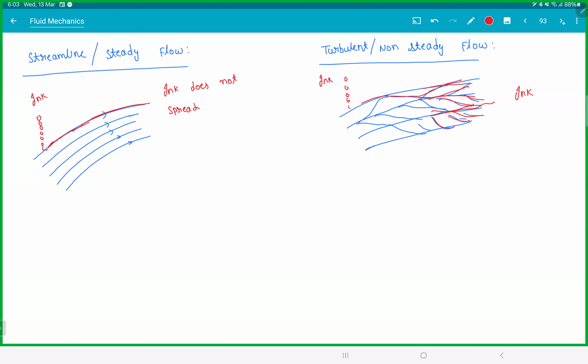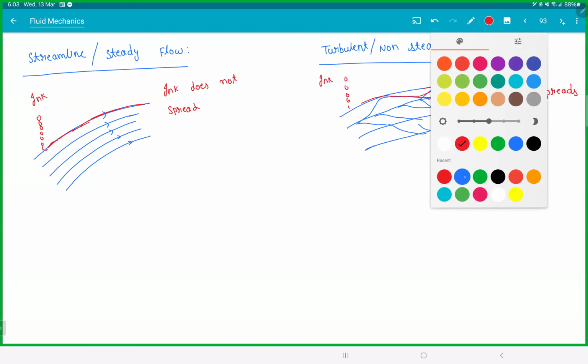So here actually there's no definition of a streamline. We don't know how the particle is going to go. On a streamline, you can tell me where the particle is going to be next. Whereas on a turbulent flow, we have no idea what the particle is doing. It is just spread everywhere. You get the difference?